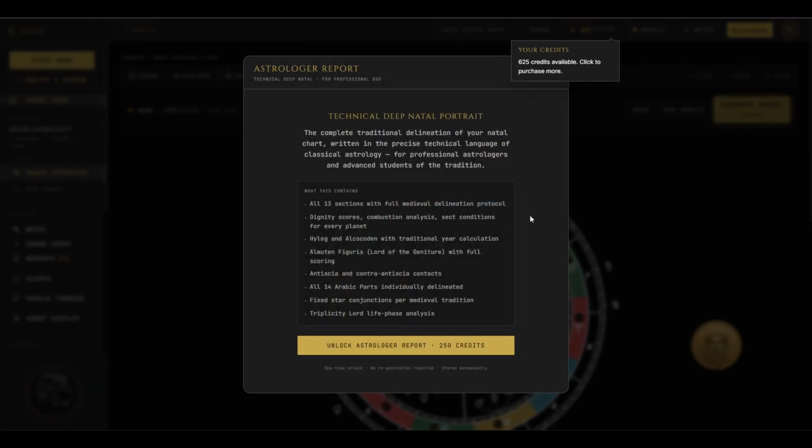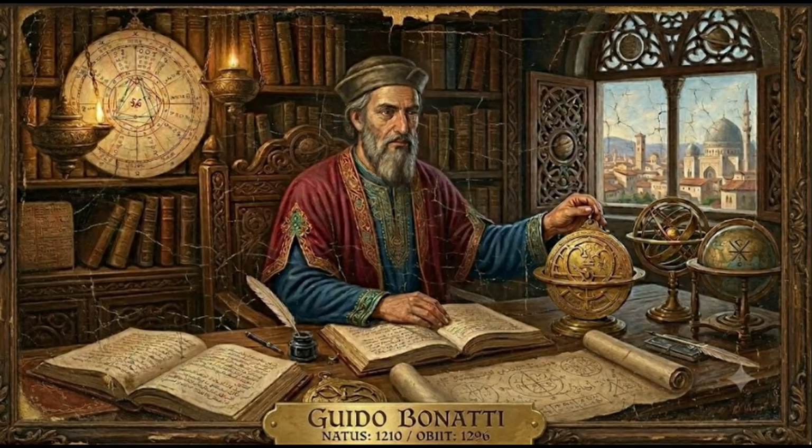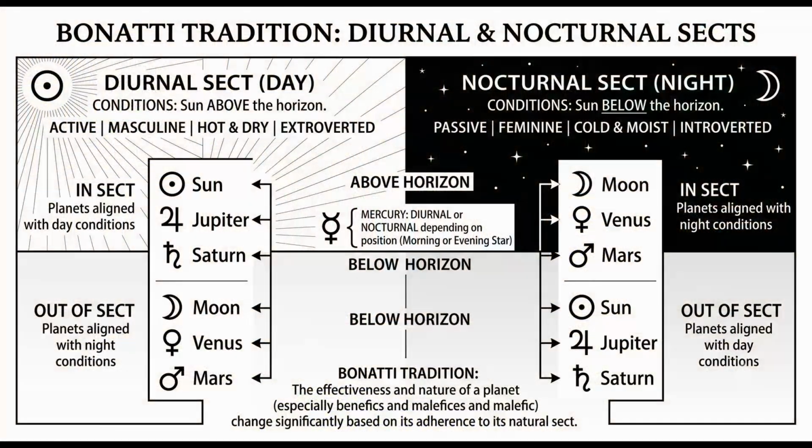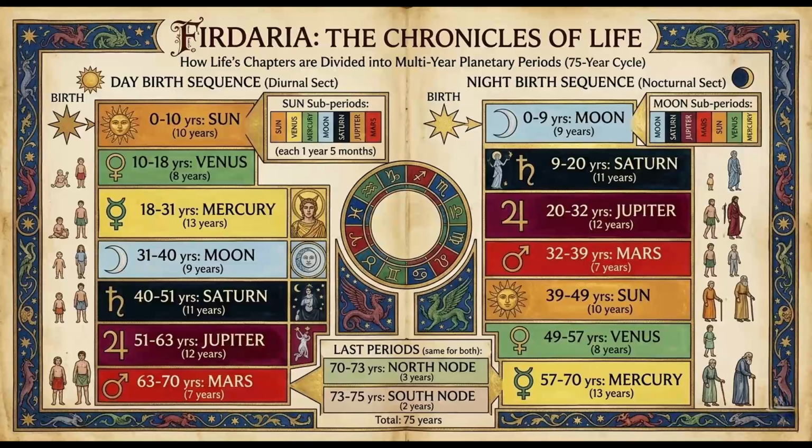The astrologer report is a technical, deep natal report written in the classical language of the tradition. If you want to go deep into the doctrine itself, the traditional delineations, the dignities and debilities fully scored, the sect conditions, the full hierarchy of planetary testimony, this is the report for that.